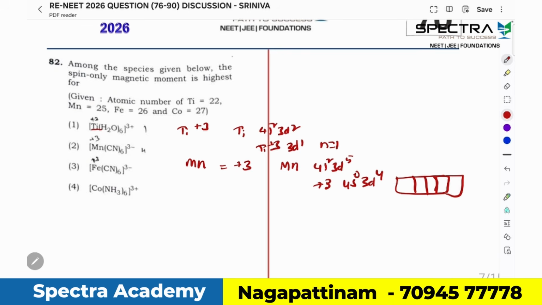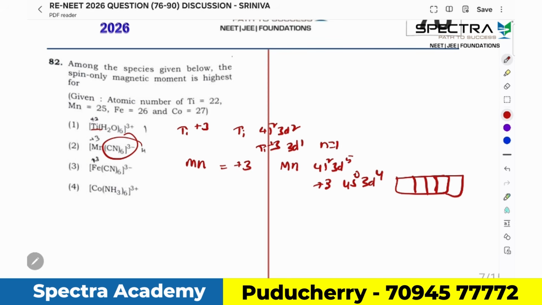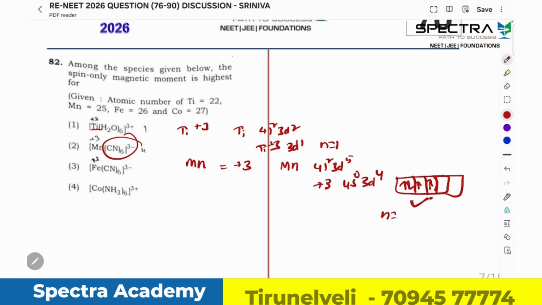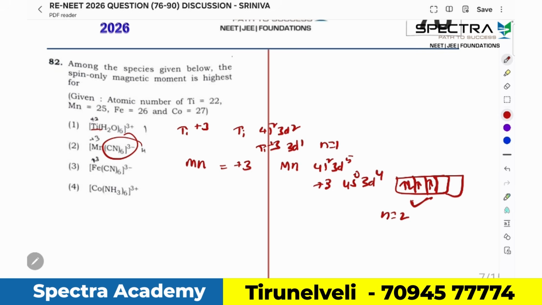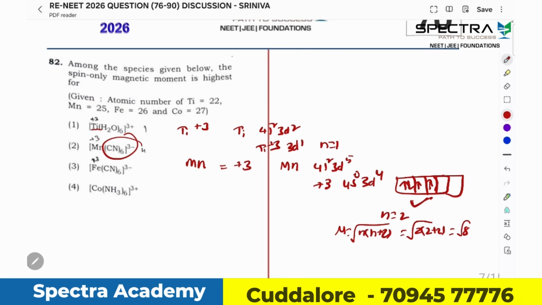1, 2, 3, 4 unpaired electrons, but here a strong field ligand is present. Because of this strong field ligand, we have filling of electrons like this, and 2 unpaired electrons are there. So because of these unpaired electrons, the magnetic moment mu is equal to root over n into n plus 2, that is equal to root over 2 into 2 plus 2, that is equal to root 8. So this point you can remember.